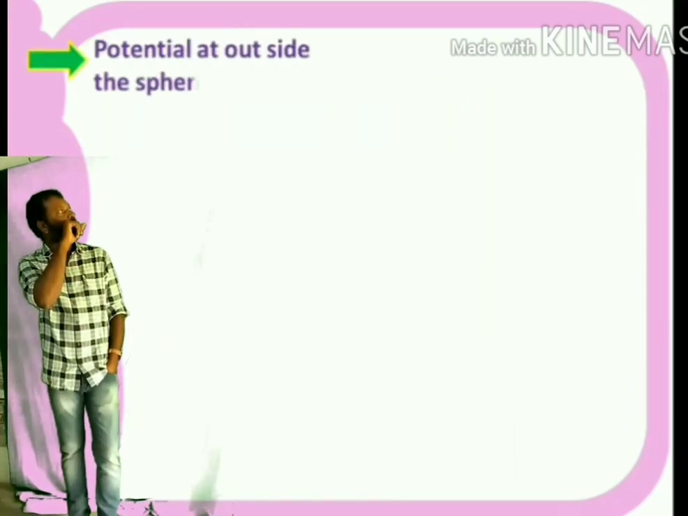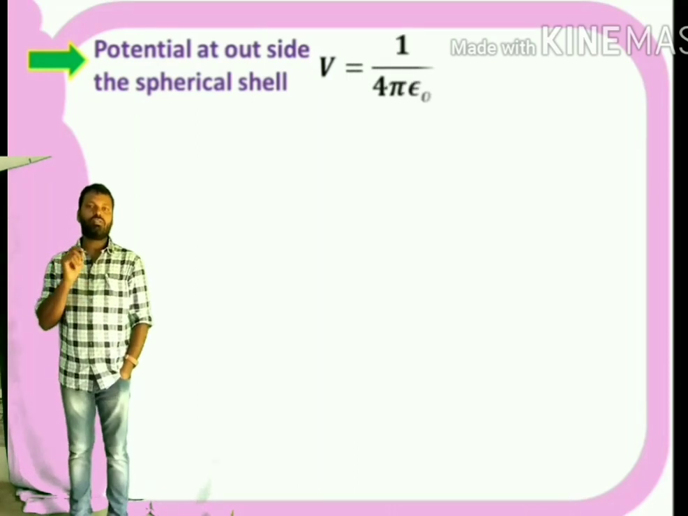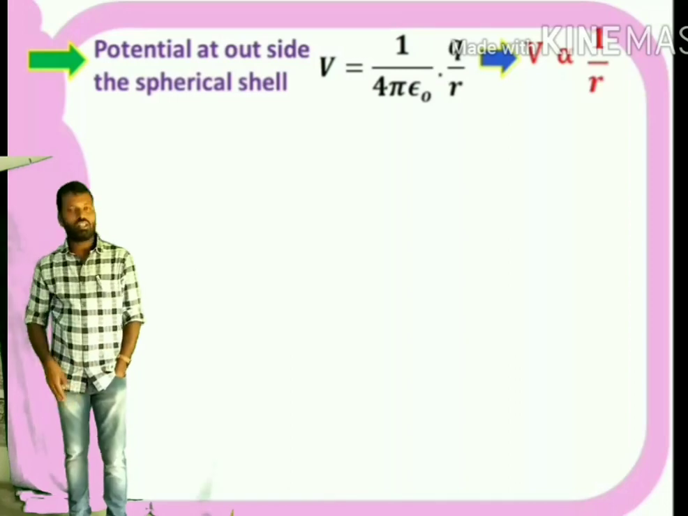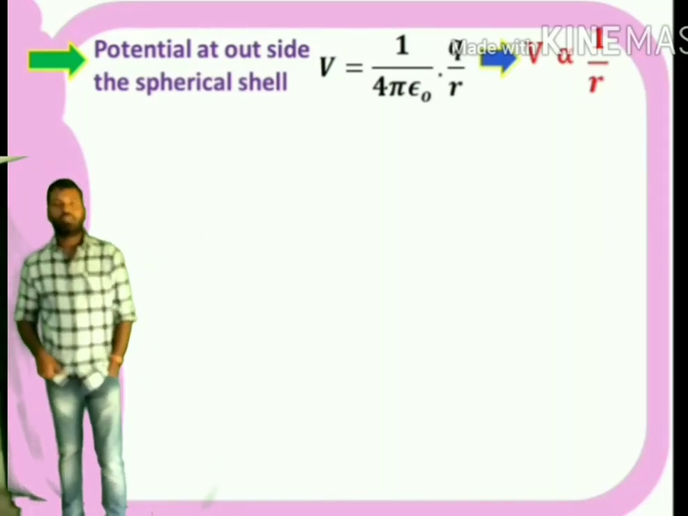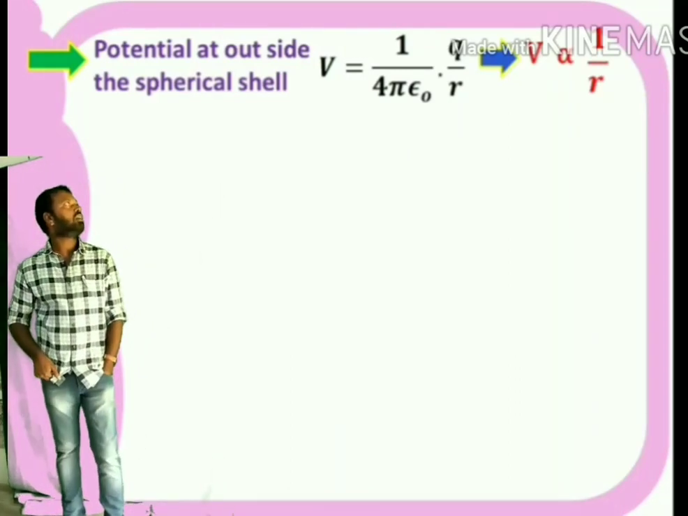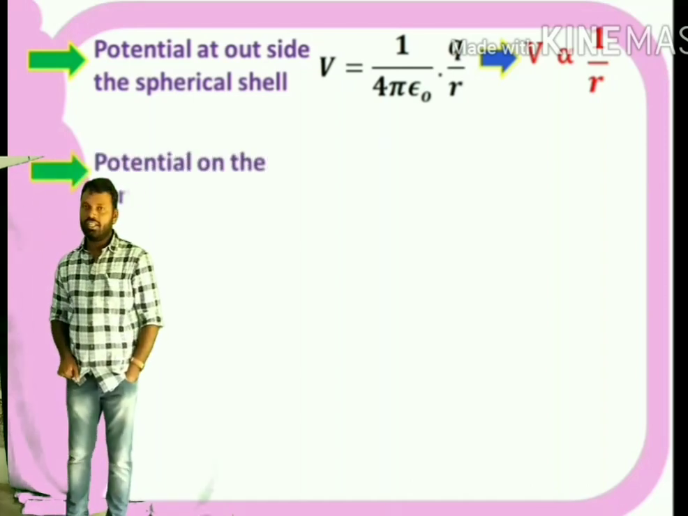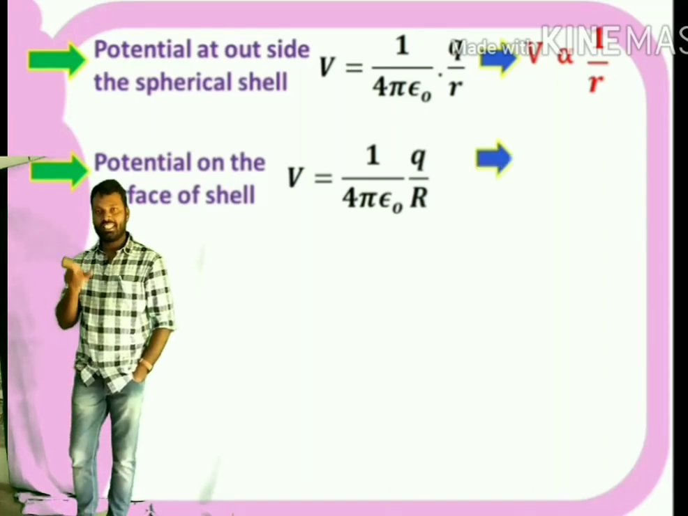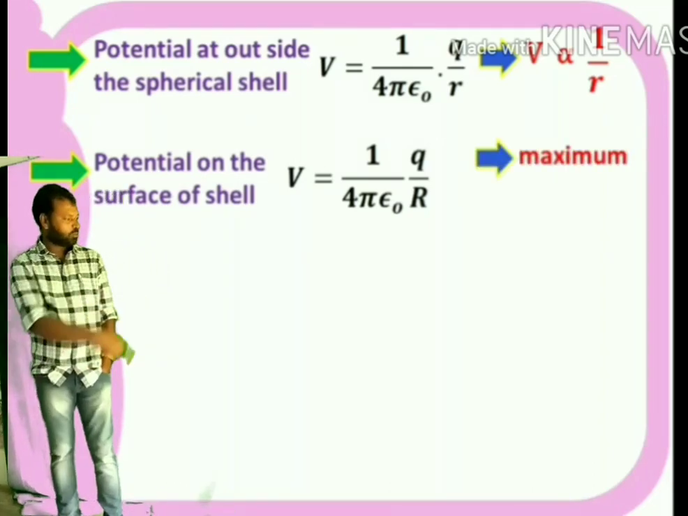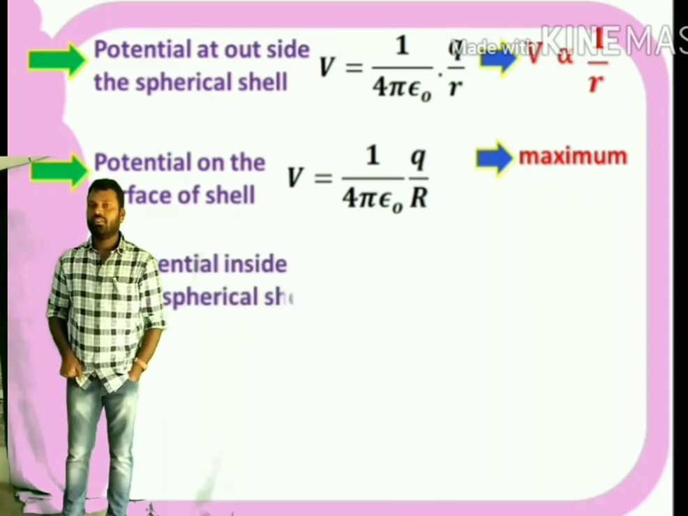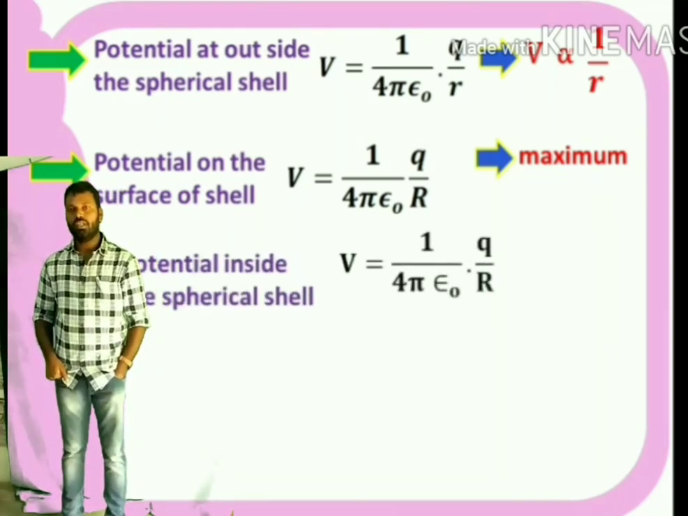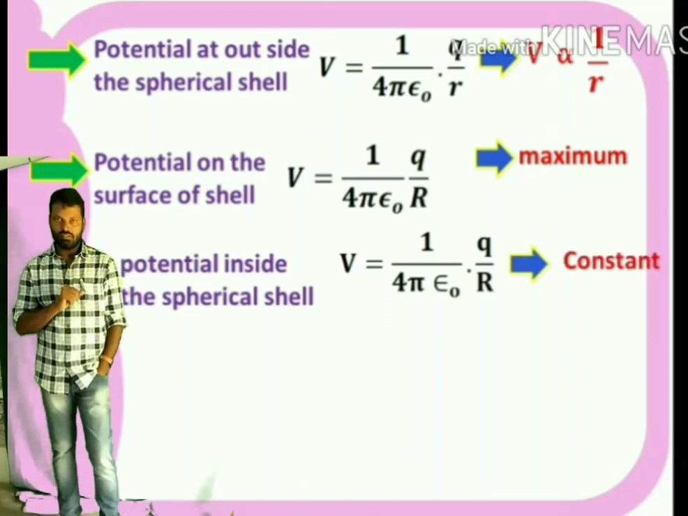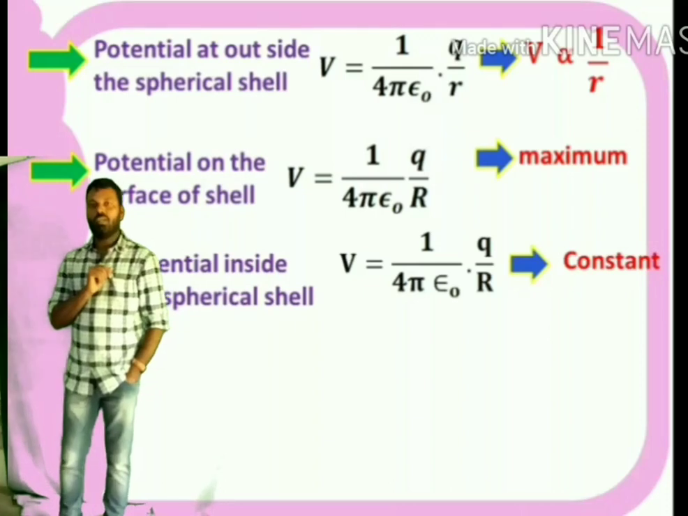So what have I got till now? Potential at a point outside the spherical shell is V equal to 1 by 4 pi epsilon naught q by small r. That implies potential is inversely proportional to distance, V proportional to 1 by r. Potential on the surface of the shell, V is equal to 1 by 4 pi epsilon naught q by R. This is the maximum potential. Now the potential inside the spherical shell, V is equal to 1 by 4 pi epsilon naught q by capital R, which is the same as potential on the surface. That means it is a constant value.